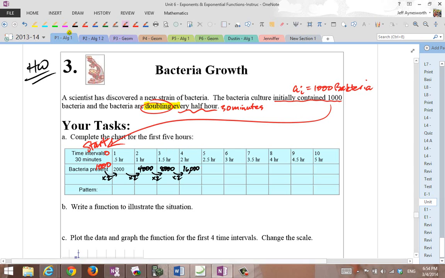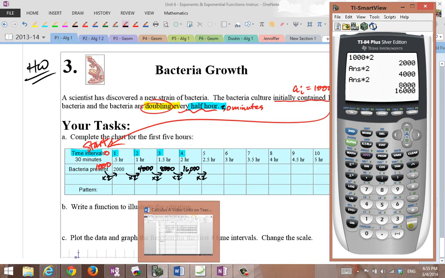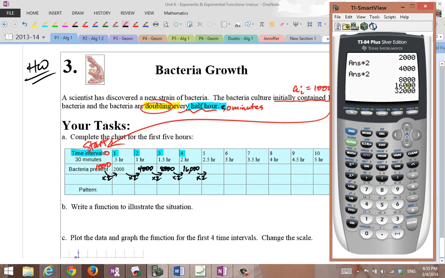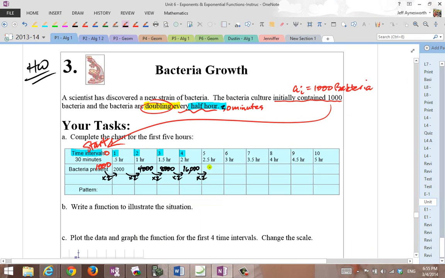After every interval, again, let's highlight this. These are the intervals. After each interval, which is 30 minutes or half an hour, it doubles. So times 2 again. No big deal. So if you can't do it in your head because you're weak on multiplication, learn how to use your technology. Hit the enter button because it remembers the pattern. It doubles it for you after 3 times. You have 32,000 here. So 32,000 bacteria.